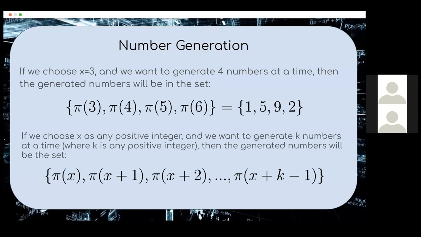So the way we generalized was that if you choose x as any positive integer, and then you generate k amount of numbers at a time, where k is a positive integer, then it should come out as pi(x), pi(x+1), pi(x+2), and so on until pi(x+k-1). You subtract 1 because you added 0 at the beginning.